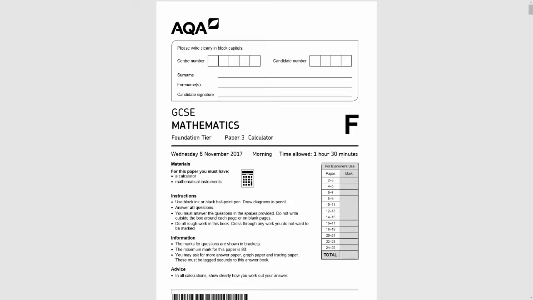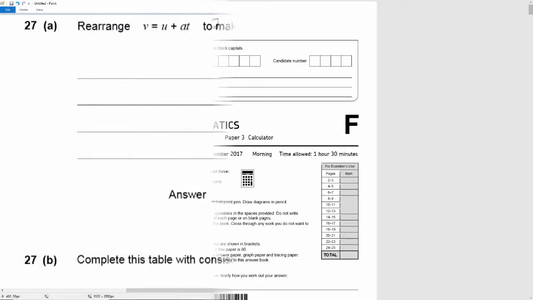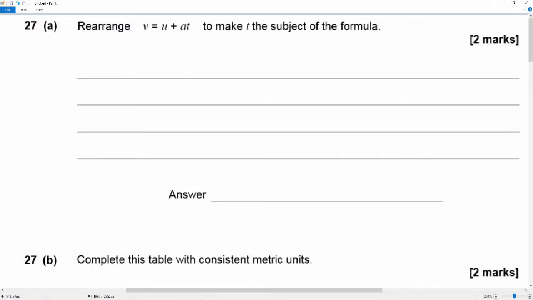In this video we're going to be looking at the AQA GCSE 8300 series. This is the third paper in the foundation tier. It is a calculator paper, so we are allowed to use calculators. And we're picking up in question 27, and part A says rearrange V equals U plus AT to make T the subject of the formula.